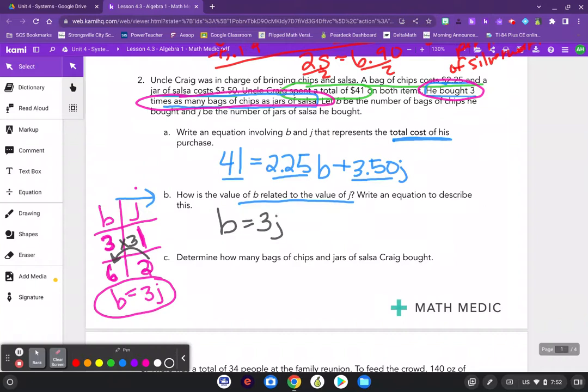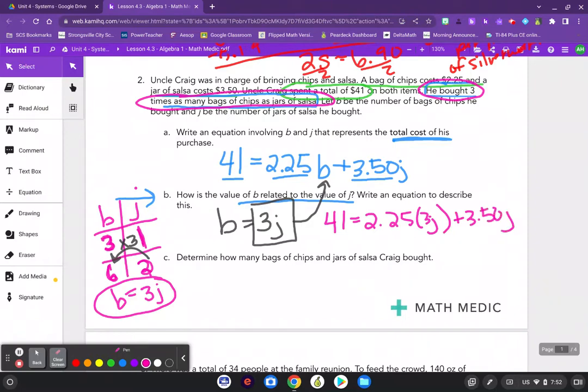Okay. Determine how many bags of chips and jars of salsa Craig bought. Well, now that I know that B is equal to 3J, I can take that information and replace the B in my first equation with the 3J. So I would have 41 equals 225 times 3J plus 350J. Now I can start to solve, right?